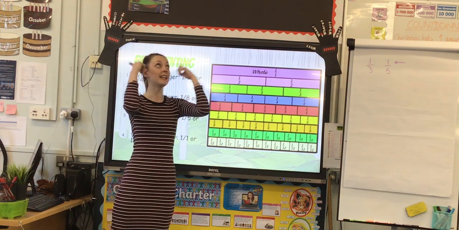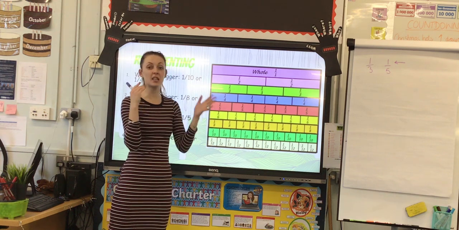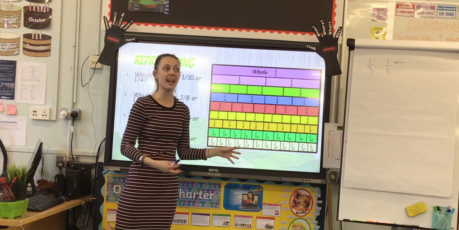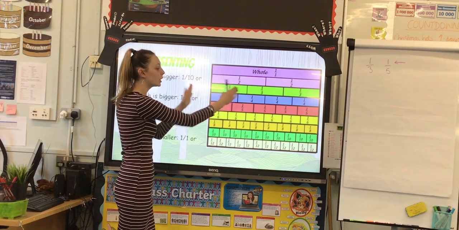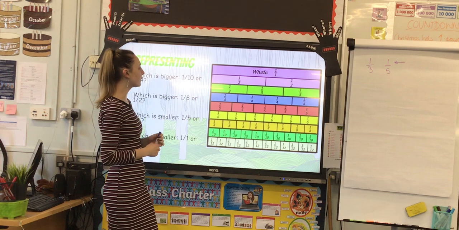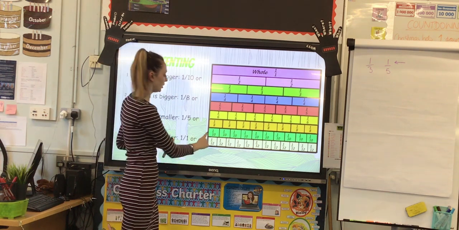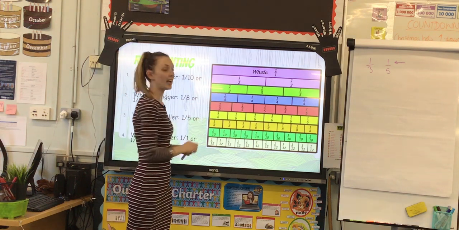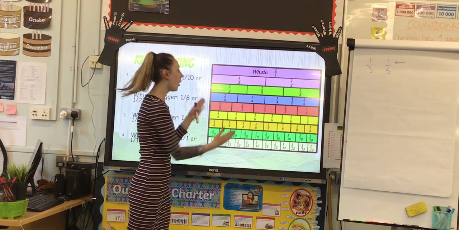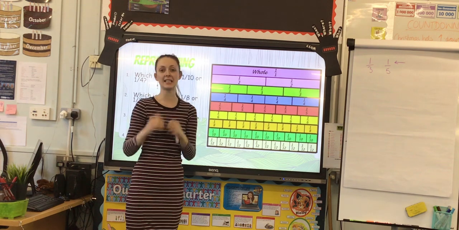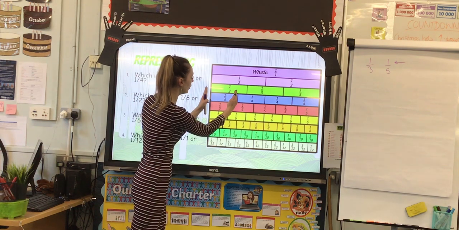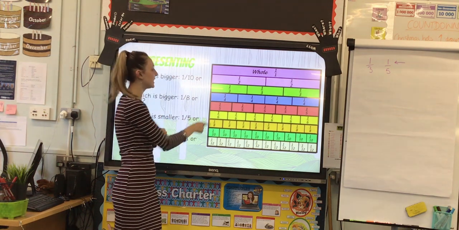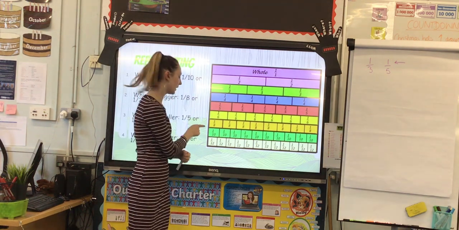I'm not going to guess the answer off the top of my head. This is our representing stage. This is when we look at all the materials we've been given and use them to help us. So look at this fraction rule. I need to find 1/10, which is down here, and I need 1/4, which is up here. And I'm literally looking to see which of those pieces is bigger. Is it 1/4 or is it 1/10? And the answer is obviously 1/4 is bigger than 1/10.